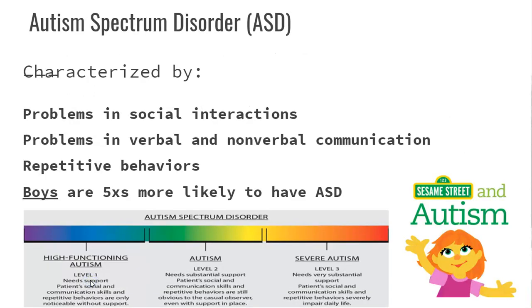There is also something called autism spectrum disorder, ASD. And when people are diagnosed with autism spectrum disorder, they usually have problems with social interactions. And ASD, again, boys are more likely to be diagnosed with ASD. This is an example of a social disorder. They may also have issues with verbal and nonverbal communication.